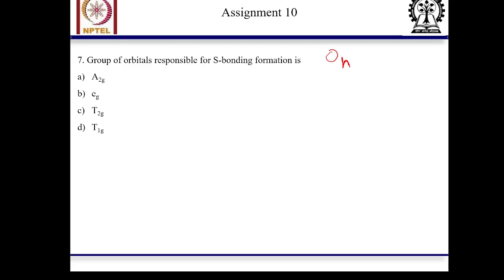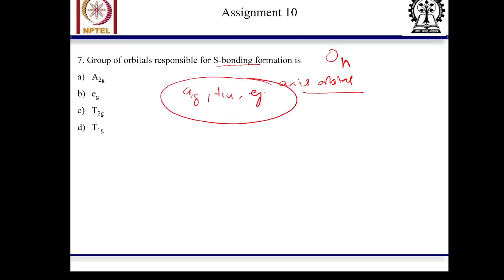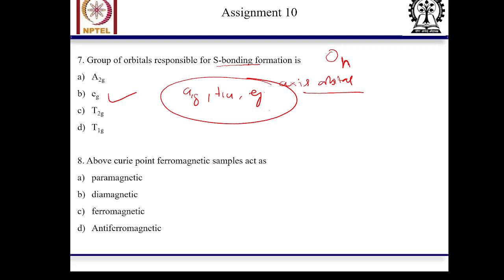Yeah, so you are right, because for sigma bonding, only the axial orbitals contribute to the bonding. So now, for the octahedral we have the symmetries E1G, T1U, and EG. Here we have to find out which orbital is given in this question. Basically EG is given, so this is the correct answer for this question.